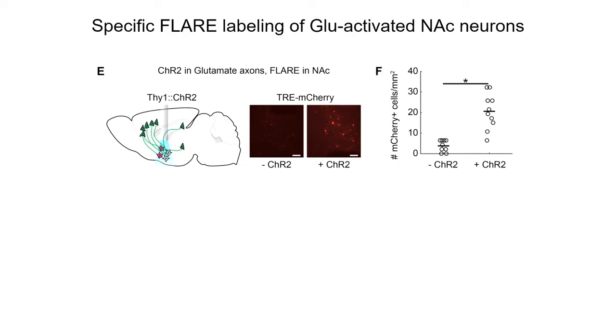So this general platform we found is pretty specific for targeting just those nucleus accumbens neurons that we think are activated by the glutamate inputs. So first, just by immunofluorescence, we can show that transgenic animals expressing ChR2 in these glutamate axons indeed have many more mCherry positive cells compared to wild type controls.